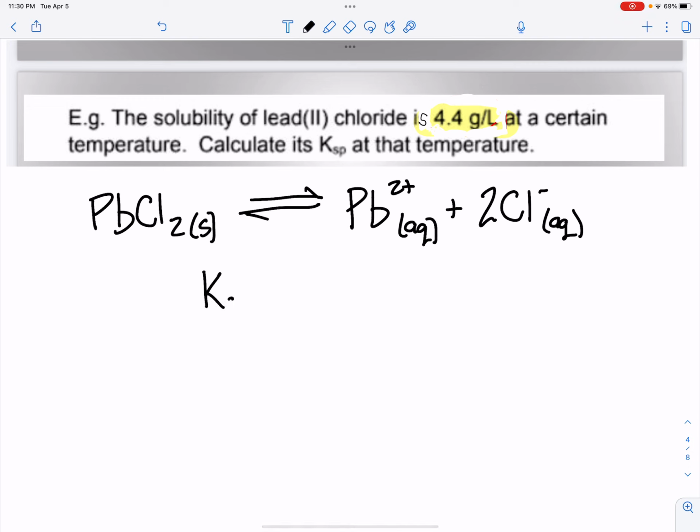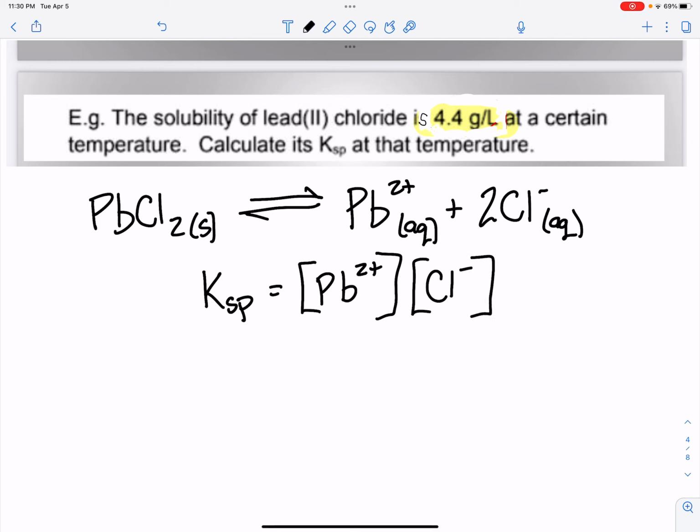So my KSP expression is going to be my Pb2+ multiplied by the Cl minus, but this time I'm going to take that 2 coefficient and turn it into a power. Now you'll notice that in this solubility product expression, those square brackets mean we need a concentration, moles per liter. And I'm given grams per liter in this question. So we're going to have to do a little bit of legwork to find moles per liter first.